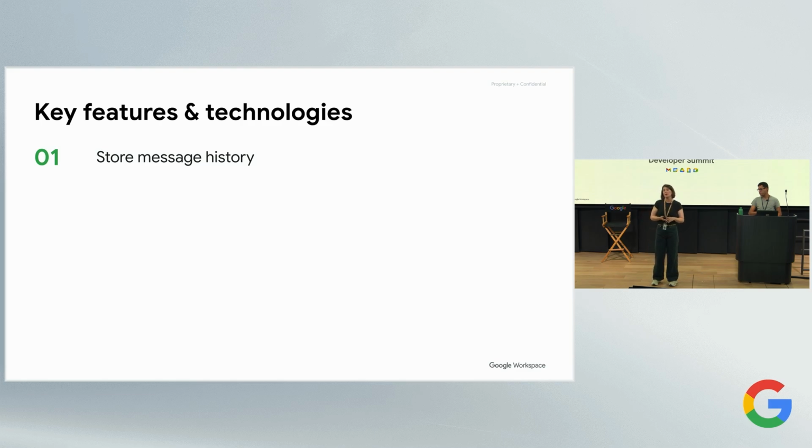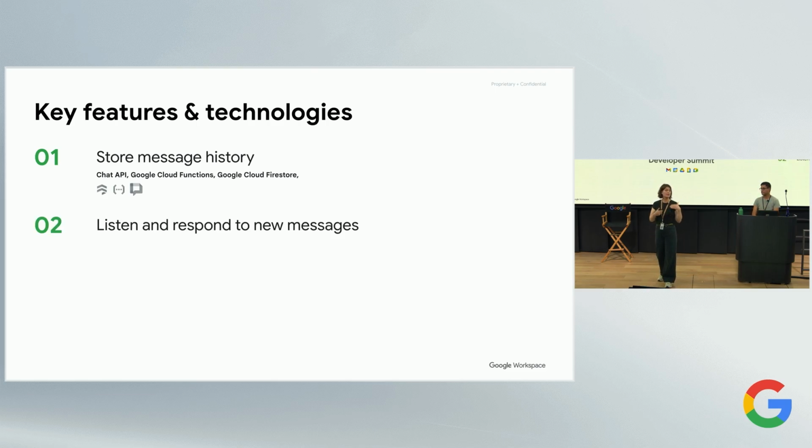So the app first needs to be able to store message history, because this is going to be the collective knowledge base that the chat app will be able to leverage and answer questions based on that information. So to do that, we need to have a chat app, of course, that is built. We're using an HTTP service that's running on Google Cloud Functions, and then we're going to store the messages as a database in Google Cloud Firestore.